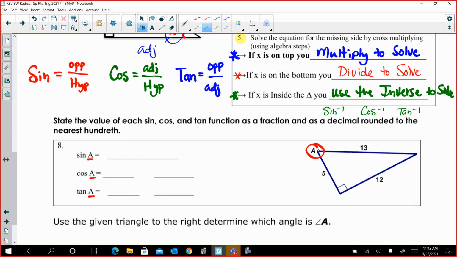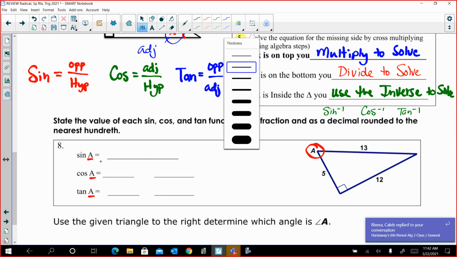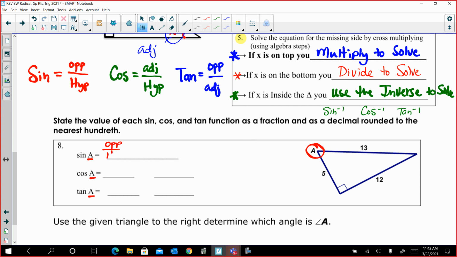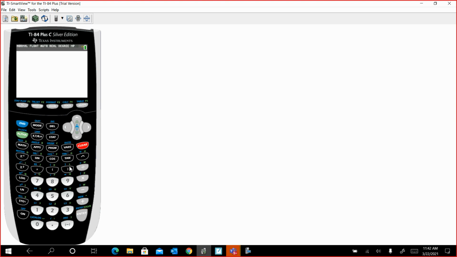To do a sine, that's when I do the opposite part over the hypotenuse. For angle A, the opposite is over here, the 12, and the hypotenuse is the 13. So all they want is the fraction. We write 12 over 13. Then they want the approximate decimal rounded to the nearest hundredth. So when you go to your calculator, you just do 12 divided by 13.